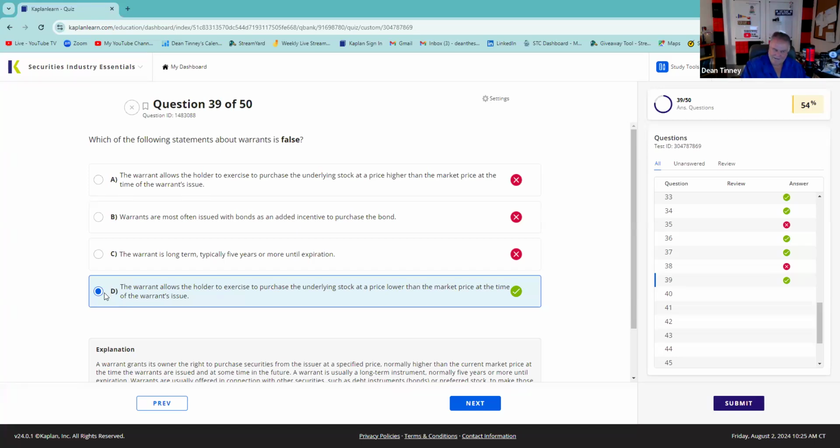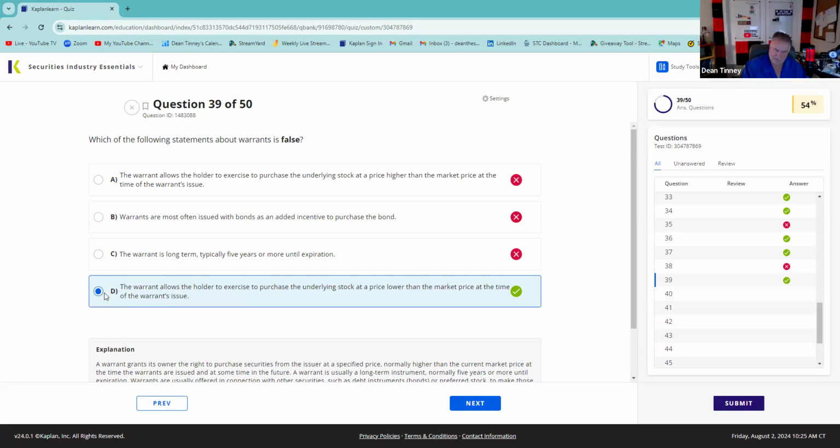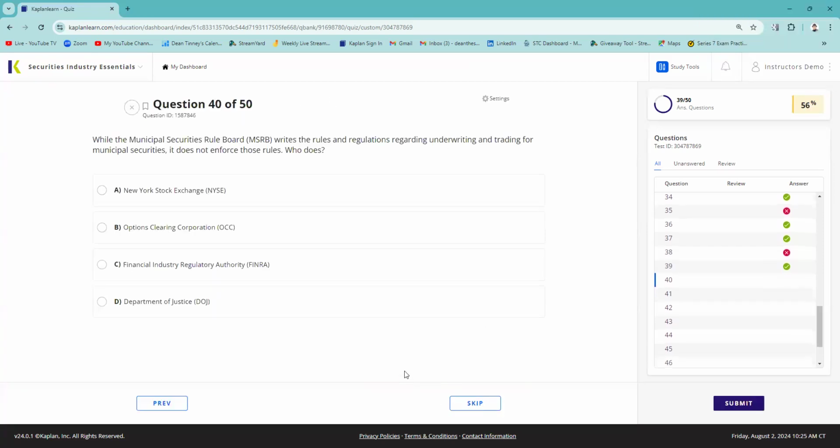You need to know rights. D would be true of rights. Rights are short-term, exercisable below. Warrants are long-term, exercisable above.